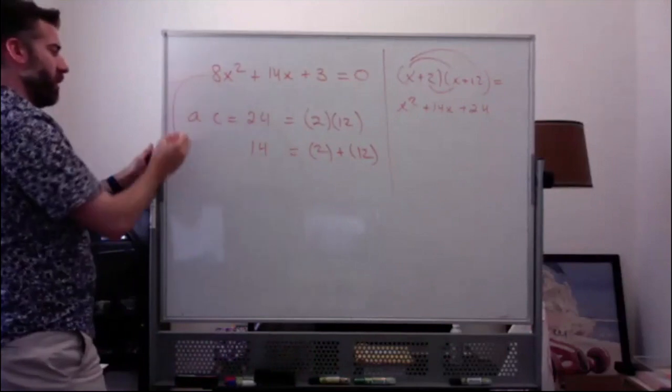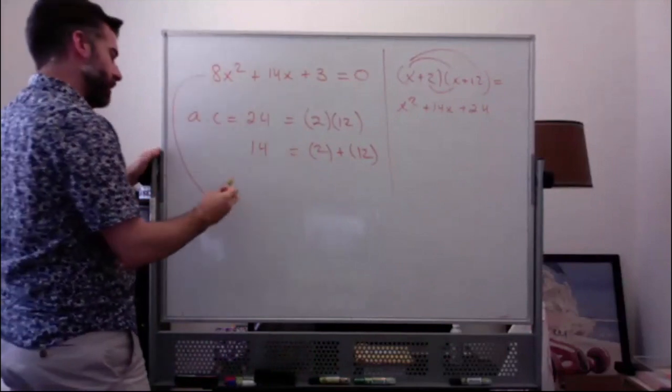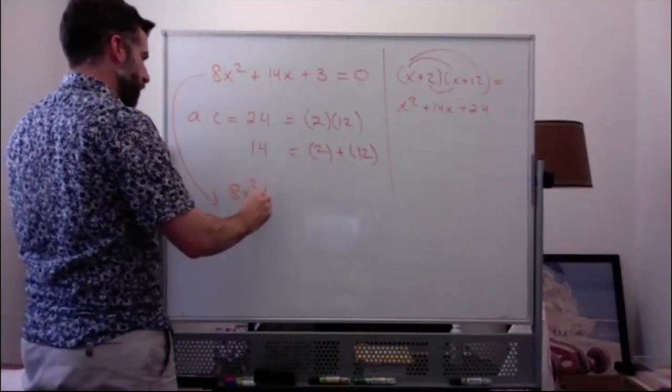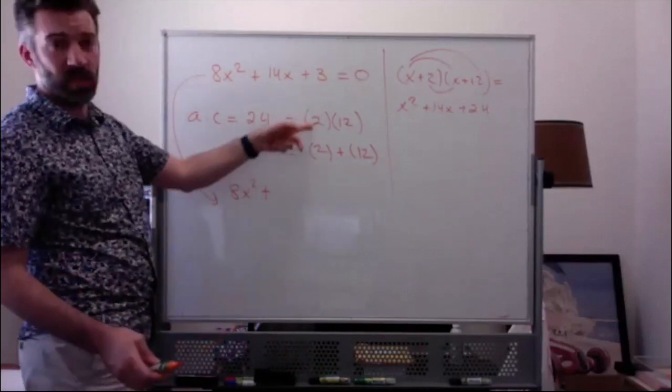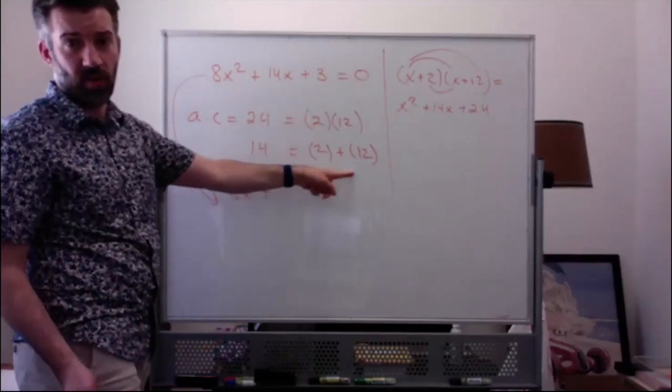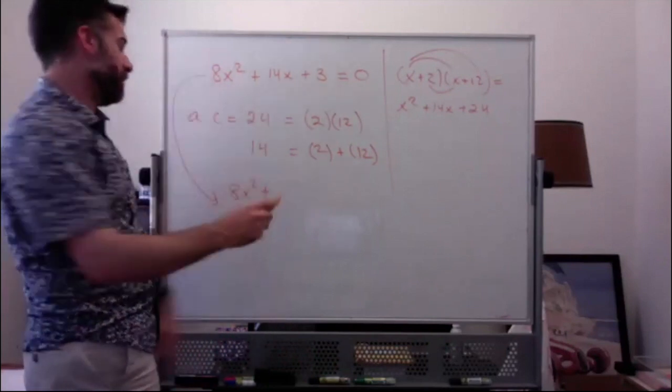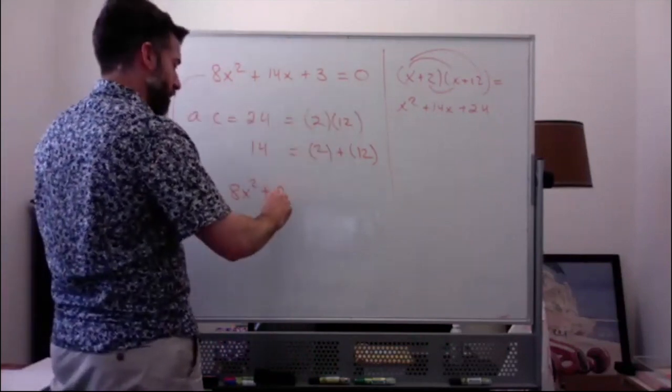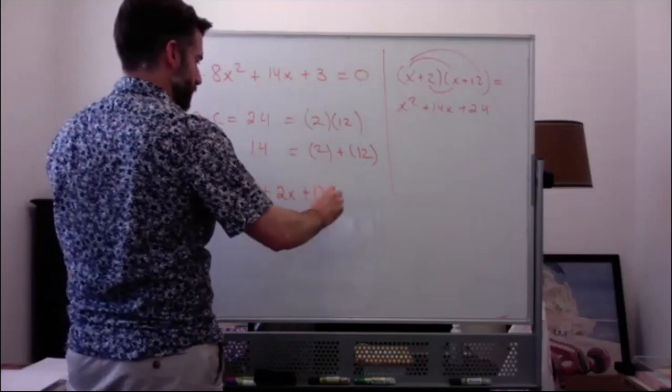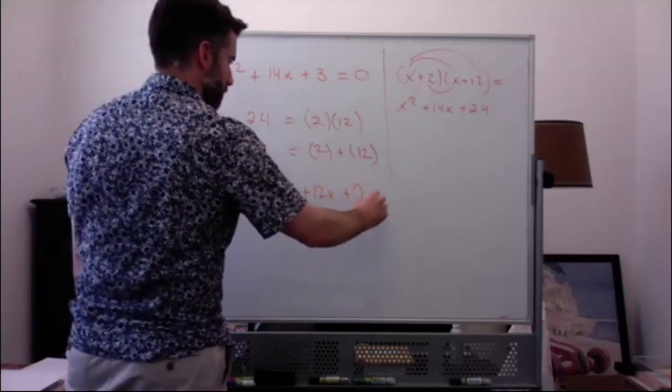We're going to rewrite our quadratic as 8x squared plus, it doesn't matter which one you pick first, whether it's 2 or 12. I'm going to pick 2, I don't care. Plus 2x plus 12x plus 3. A good looking 3.